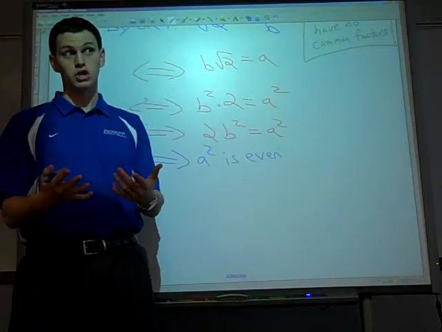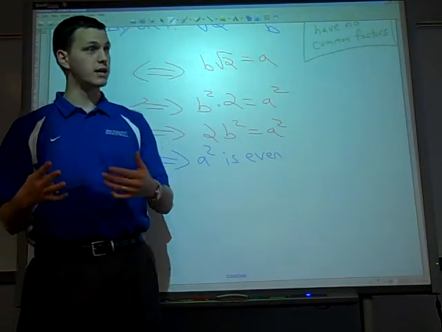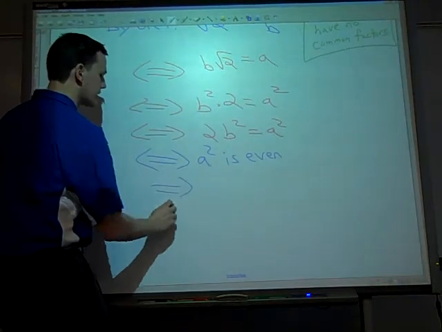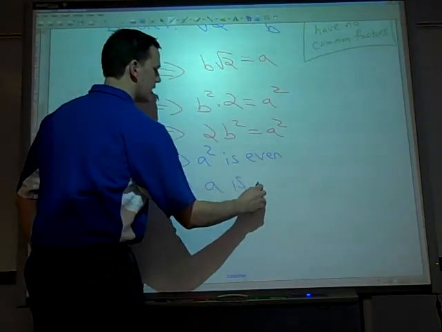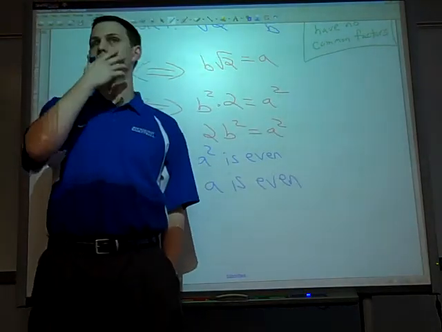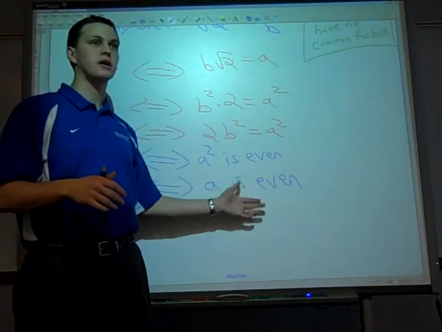And every even number can be written as 2 times some other number. So like the number 2 is 2 times 1. The number 8 is 2 times 4. The number 10 is 2 times 5. Okay, so a squared is even. Well, if that's the case, then that means a has to be even. Because think of numbers squared. If you take the square root of an even number, you have to get another even number.